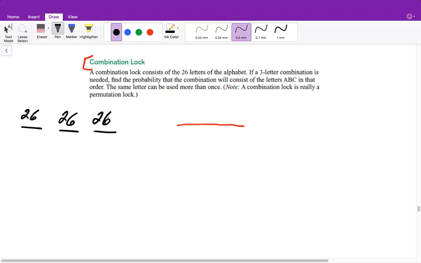So we would then just have to do 26 times itself 3 times. So our total possibility is 17,576. All right. And how many combinations do we have that can unlock this lock? There's only one. You can't have more than one combination to unlock your lock.